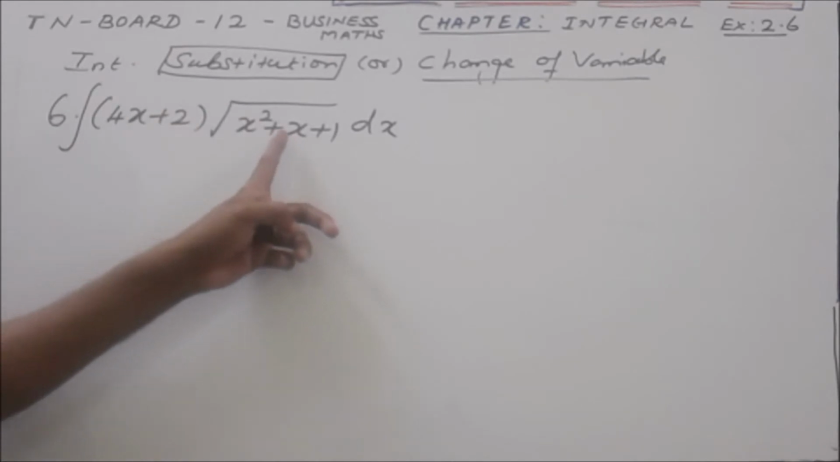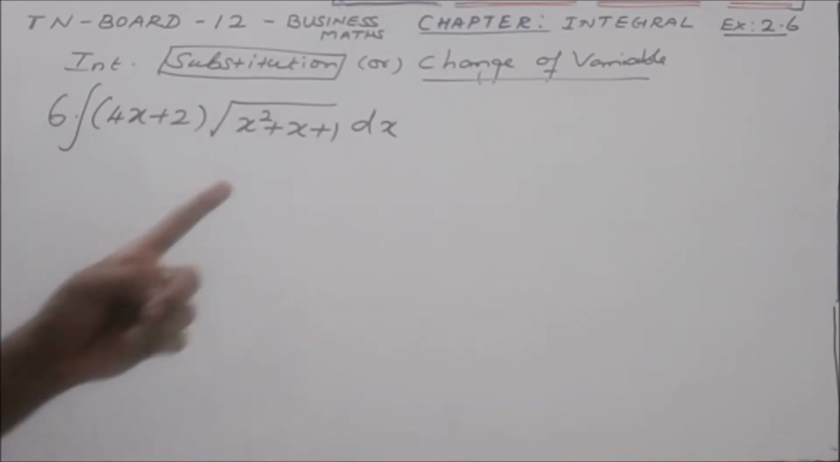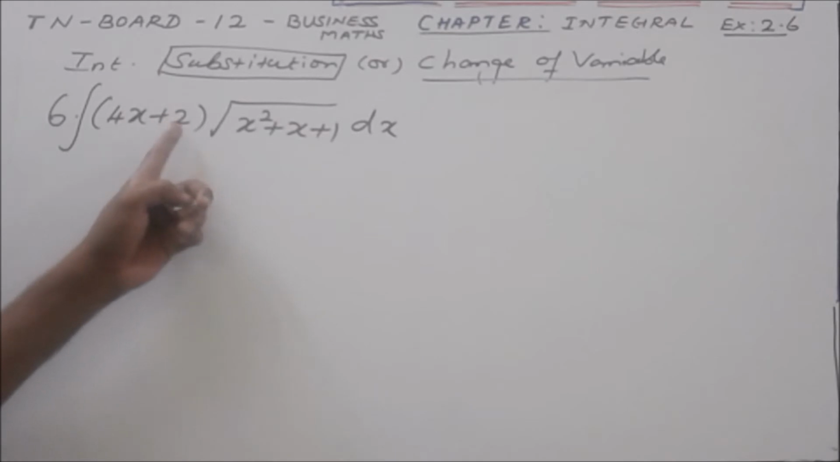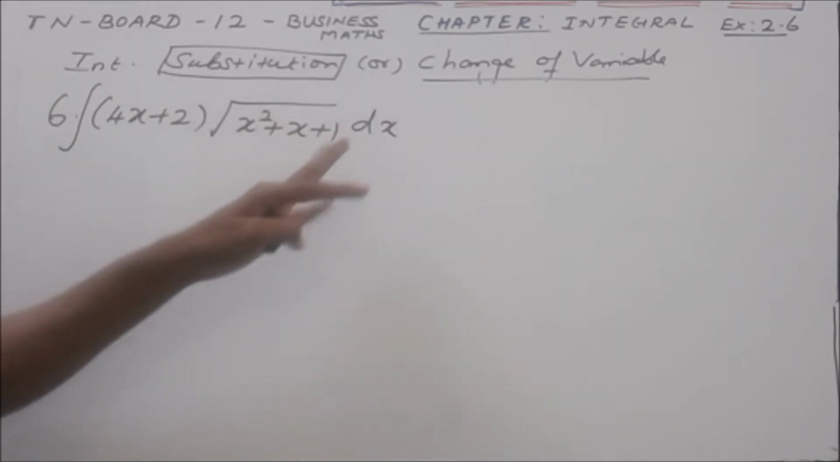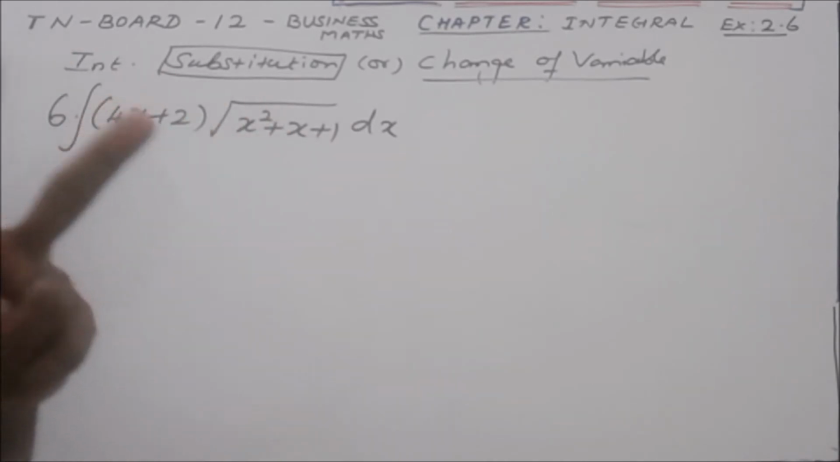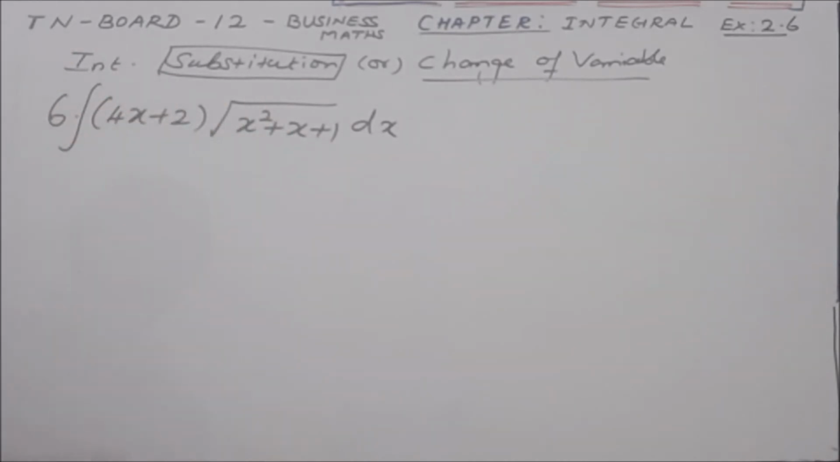And then, differentiating x with respect to x gives 1, which is in the multiple of 2, so 1 into 2 is 2. Here we have 1, and the 1 becomes 0 when differentiating. Since two terms appear here, we can go with x square plus x plus 1 as the substitution term.